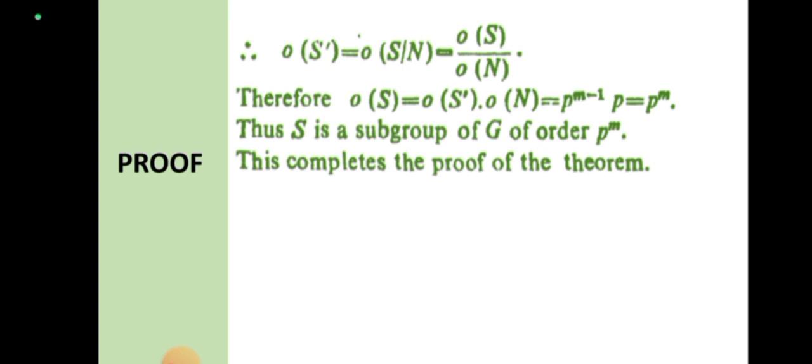Therefore, order of S' is equal to order of S/N, which is equal to order of S divided by order of N. Therefore, order of S is equal to order of S' times order of N, which is equal to p^(m-1) times p, which is equal to p^m. Thus, S is a subgroup of G of order p^m. This completes the proof of the theorem.